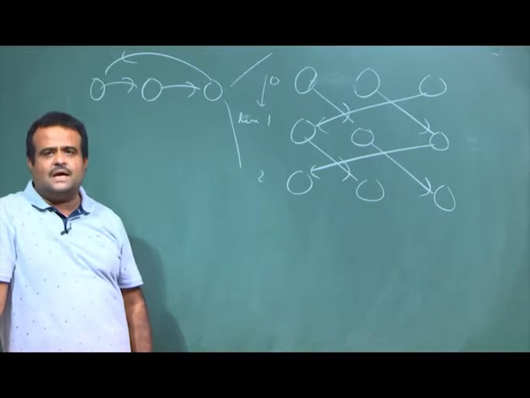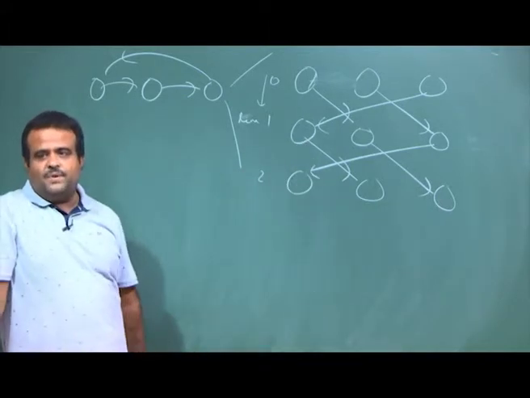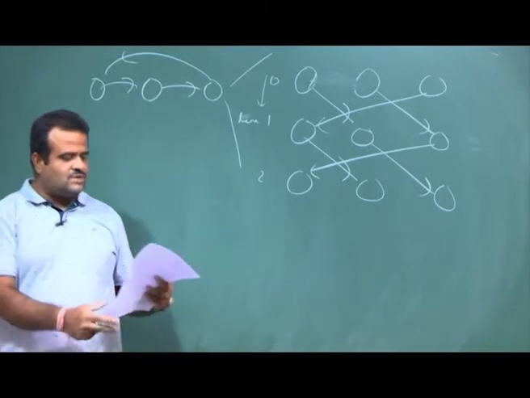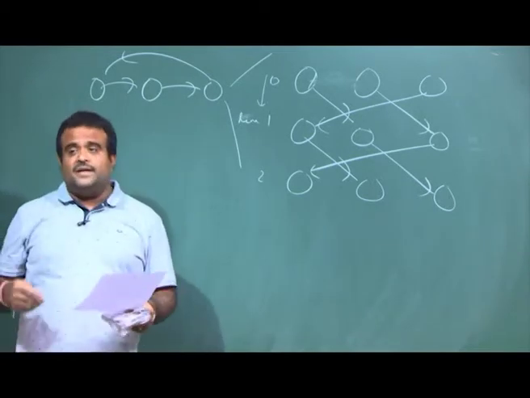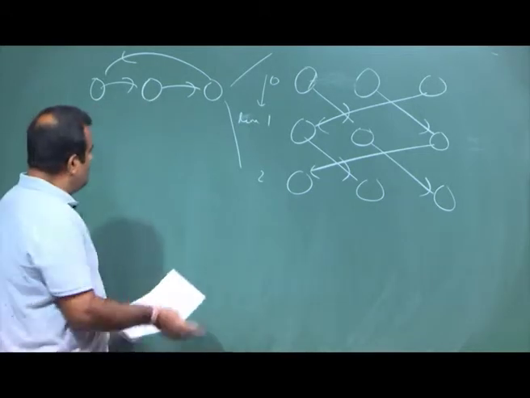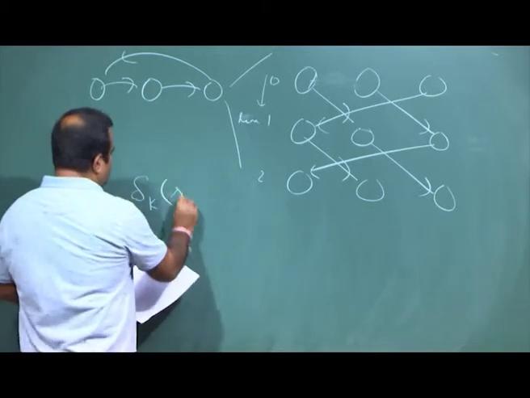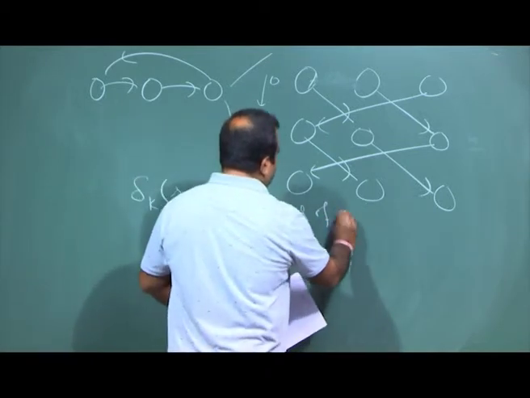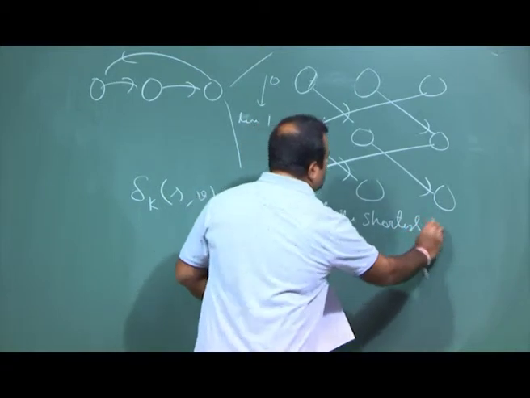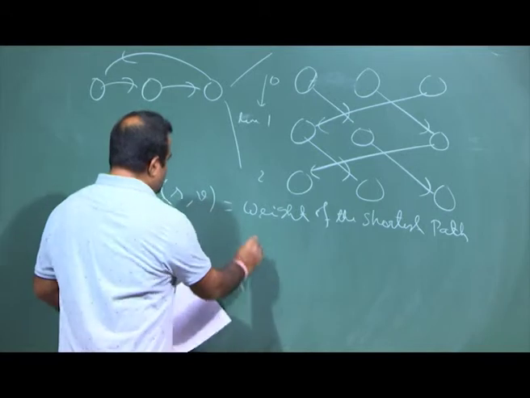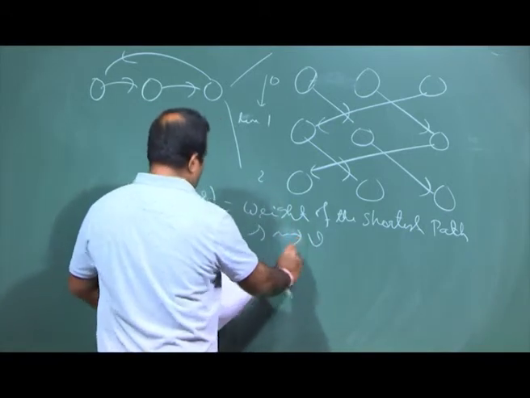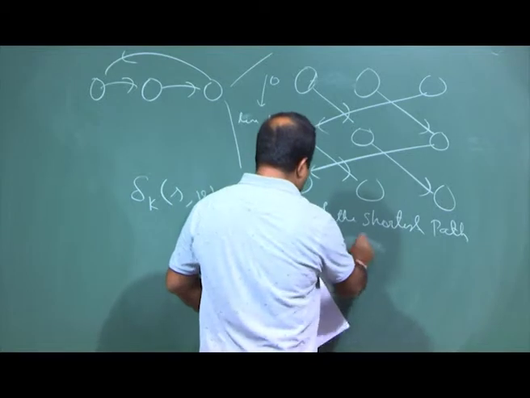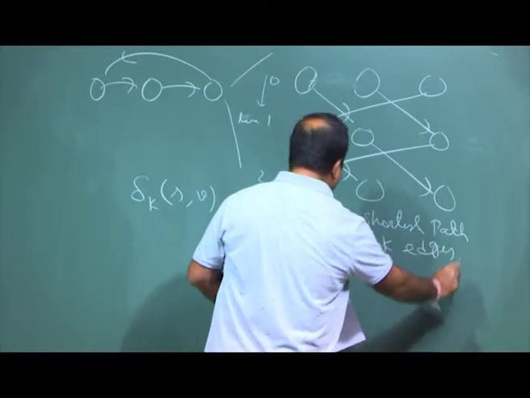Now, we will apply this memoized DP to get the shortest path on this graph. But what is the problem with this approach? The problem is that it increases the number of vertices. So, we write delta k of s comma v is equal to the weight of the shortest path from S to V which uses at most k edges, so the number of edges in that path is less than k.